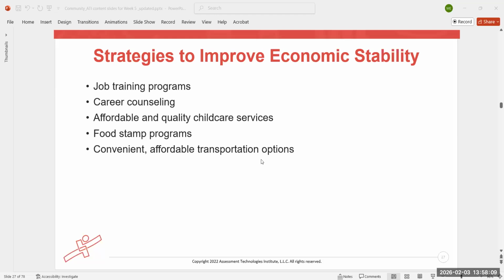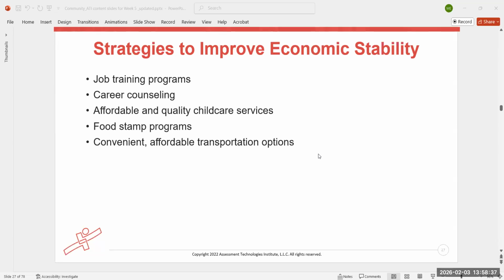Looking at strategies to help improve economic stability, looking at training programs, career counseling within schools, child care services that are still of a higher quality but more affordable. Can we connect individuals who are in need with food stamp programs, WIC, CHIP, and looking at more affordable transportation options for adults to be able to get to their place of employment.